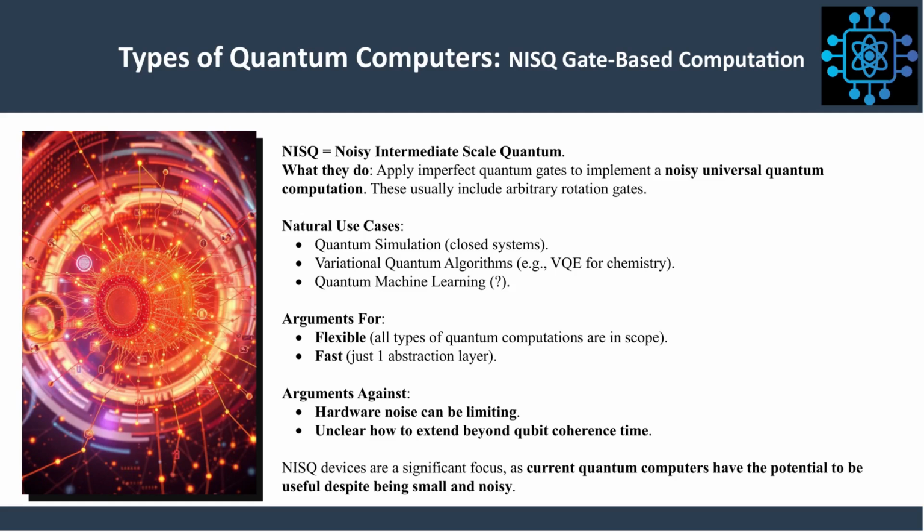NISQ gate-based computation involves using imperfect quantum gates for noisy universal quantum computation, often with arbitrary rotation gates. It's ideal for quantum simulation of closed systems, variational quantum algorithms like VQE for chemistry, and potentially quantum machine learning. While flexible and fast, hardware noise and qubit coherence time limitations pose challenges.